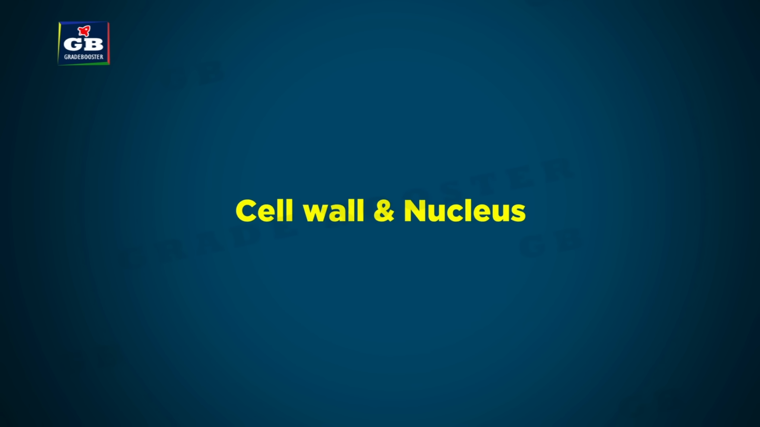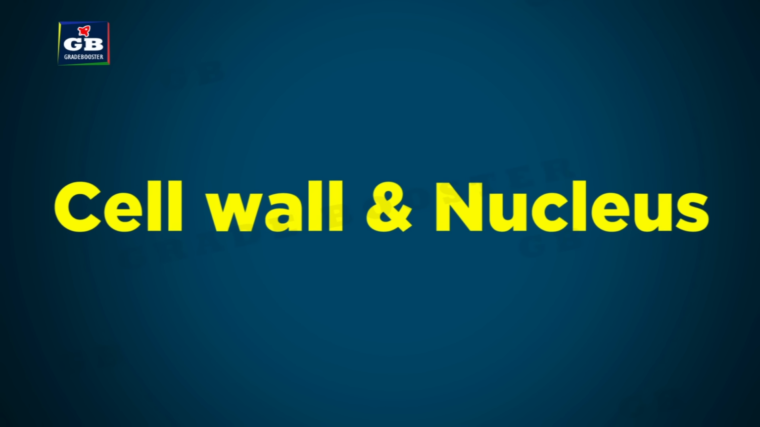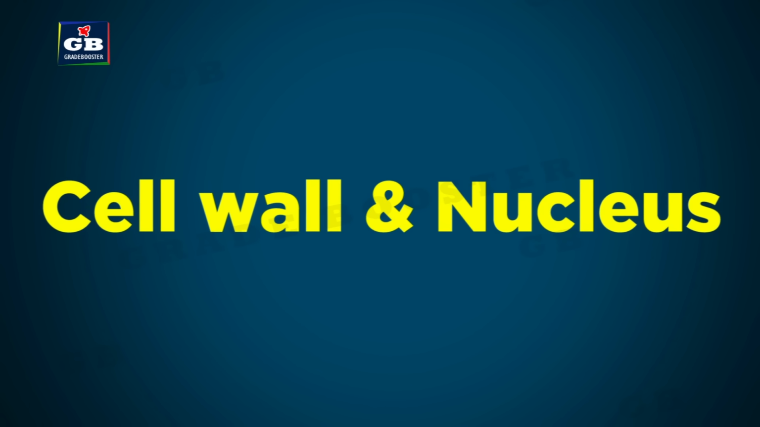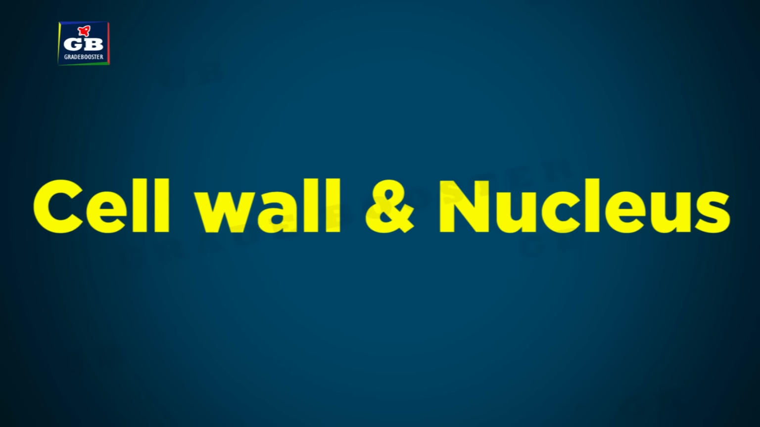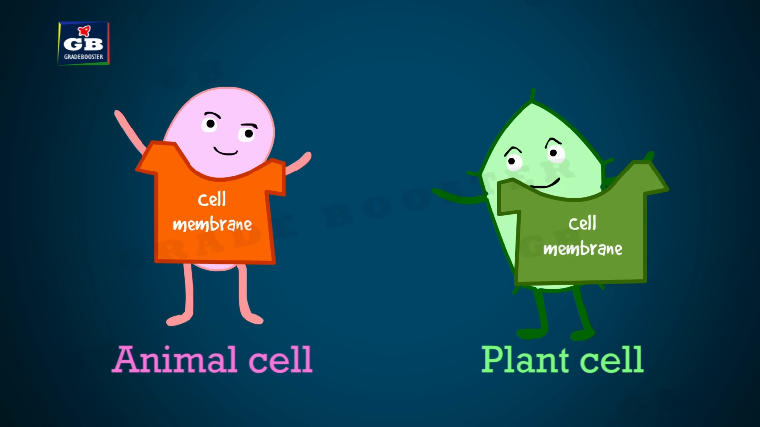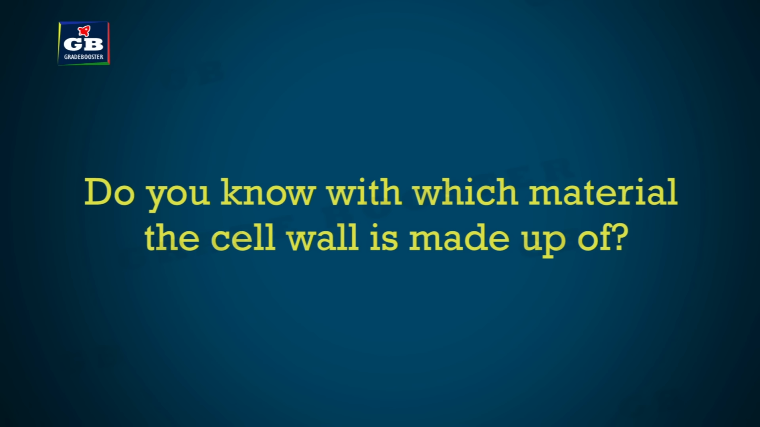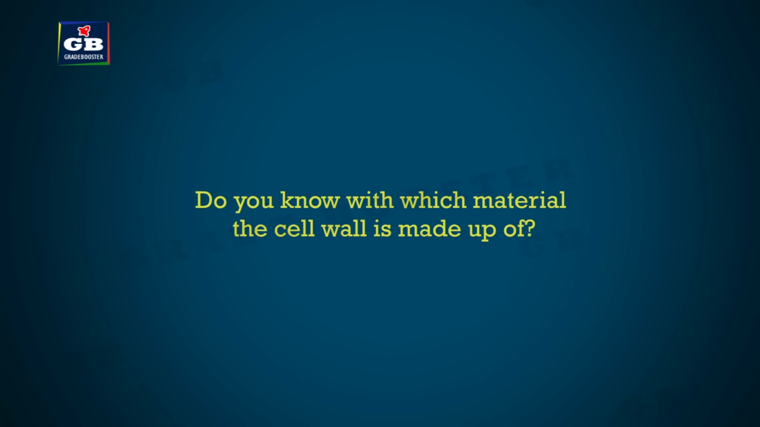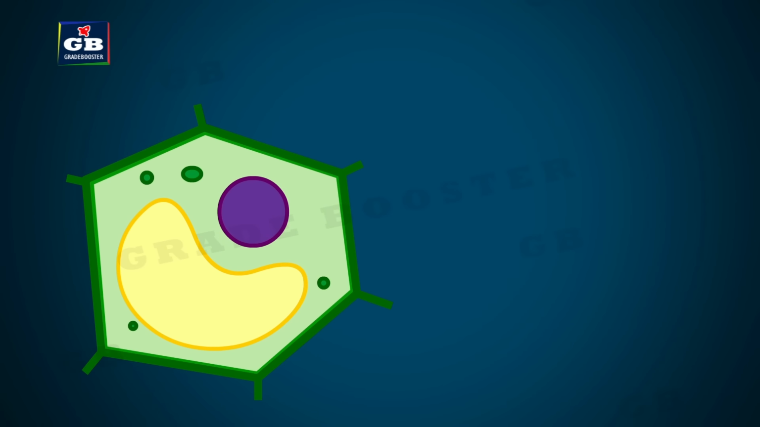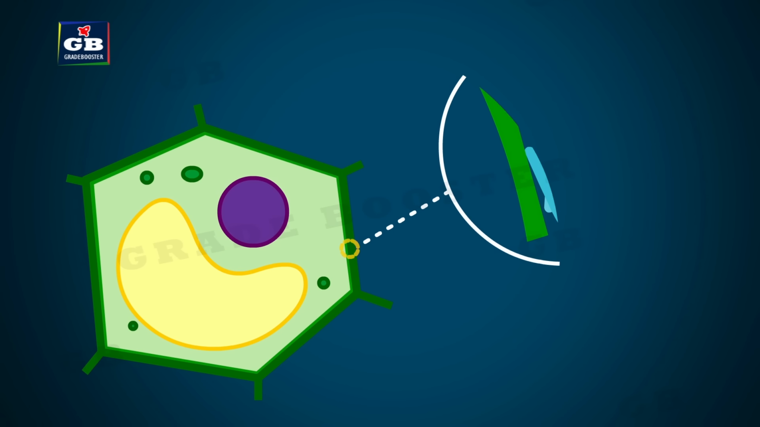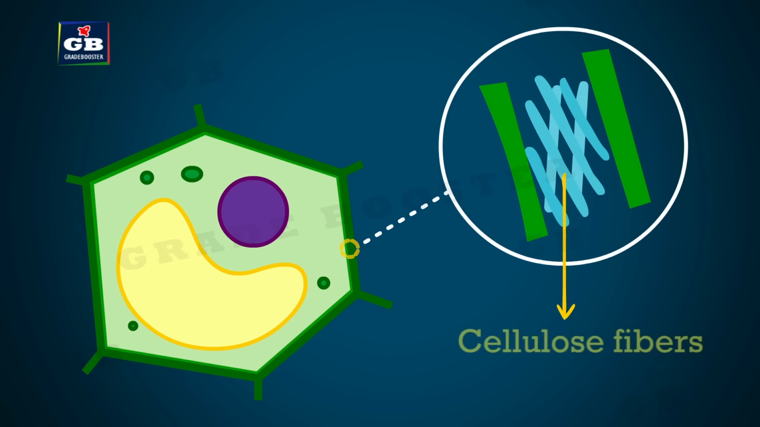Cell wall and nucleus. In this video, we will see the structure and functioning of cell wall and nucleus. Both plant and animal cells have cell membrane. But plant cells have one more outer rigid cover called cell wall. Do you know with which material the cell wall is made up of? The plant cell wall is made up of cellulose. Cellulose gives strength to the plant cells.